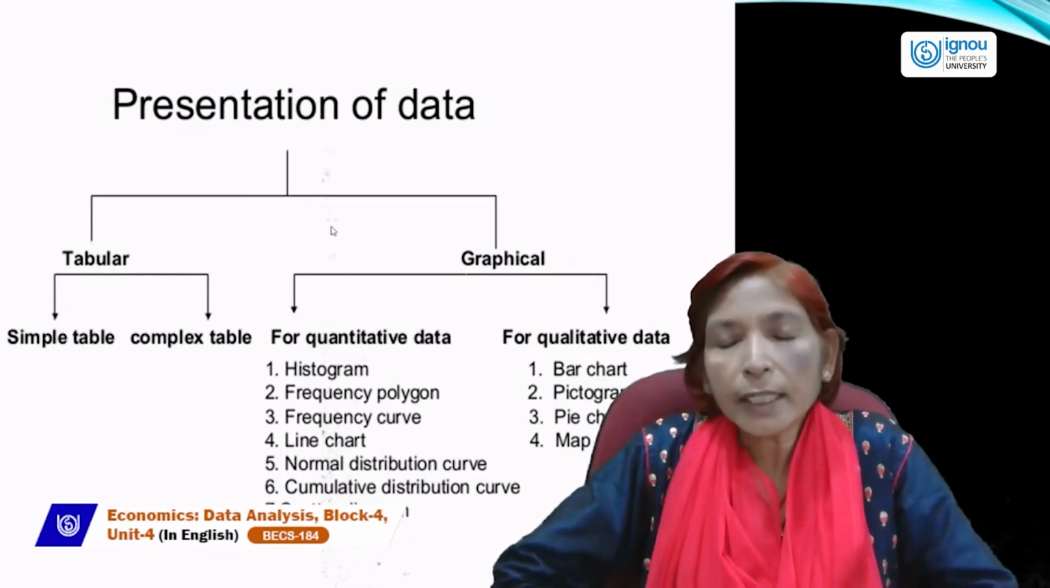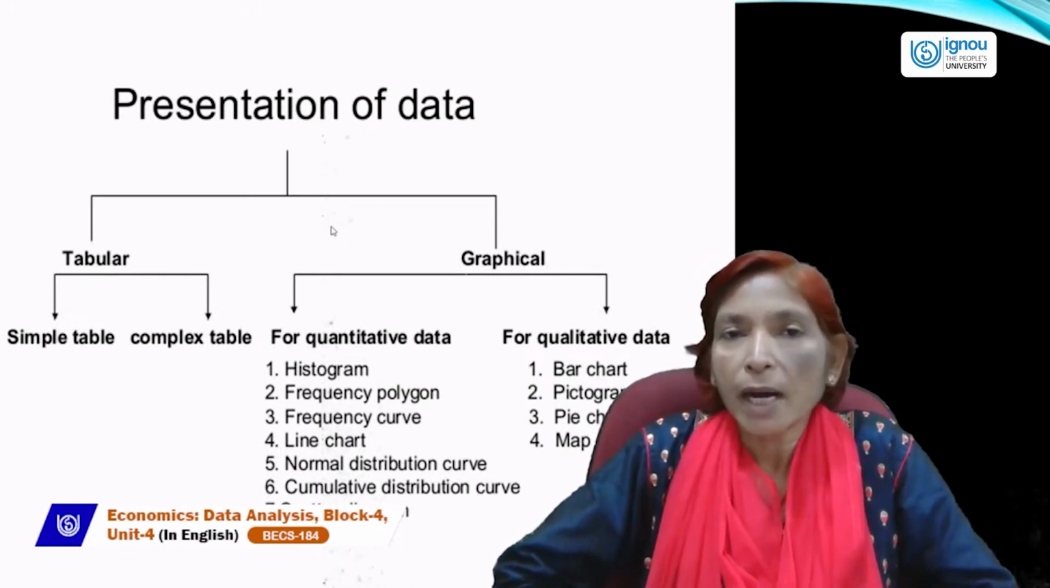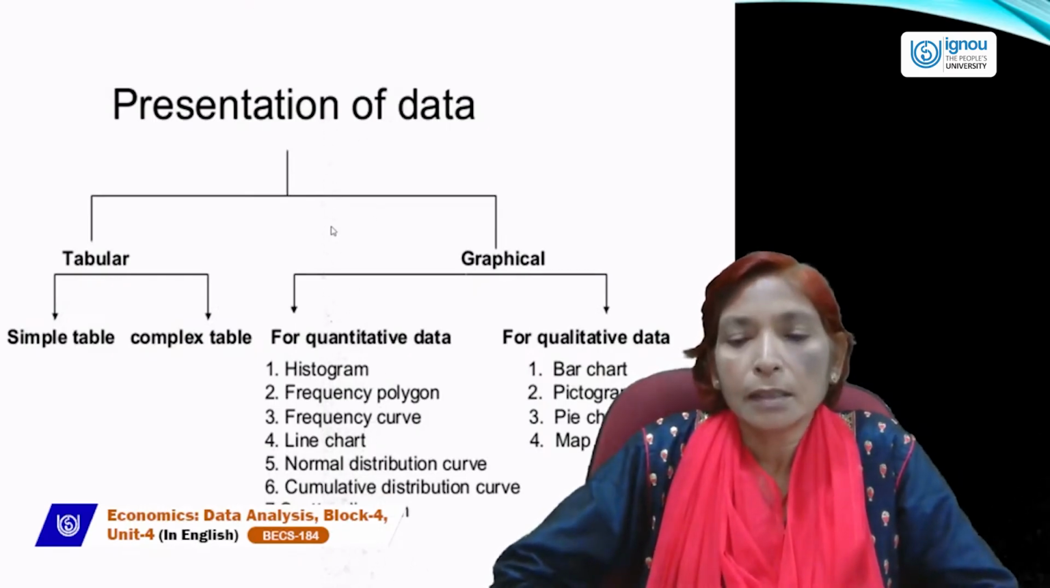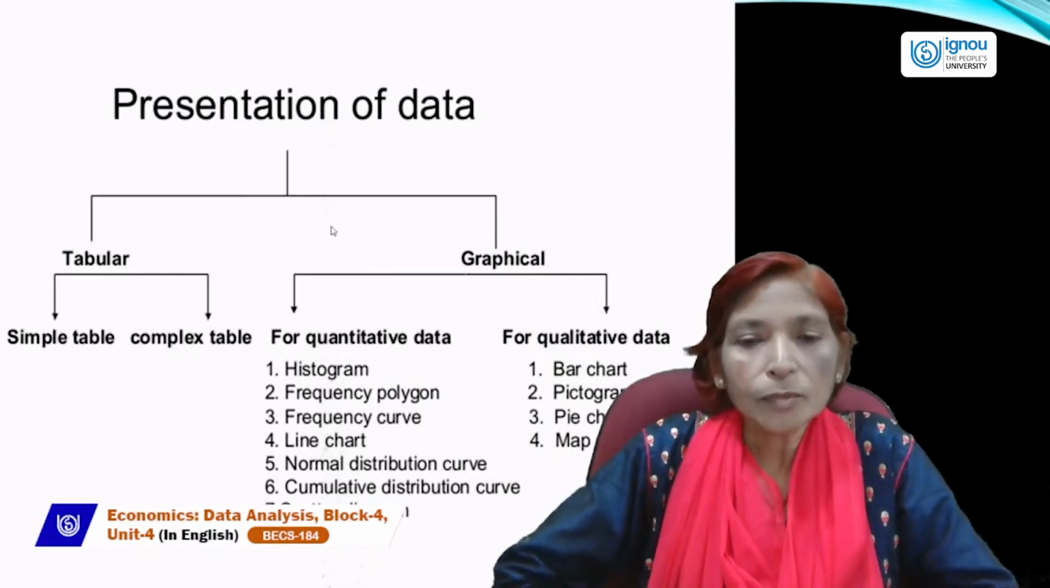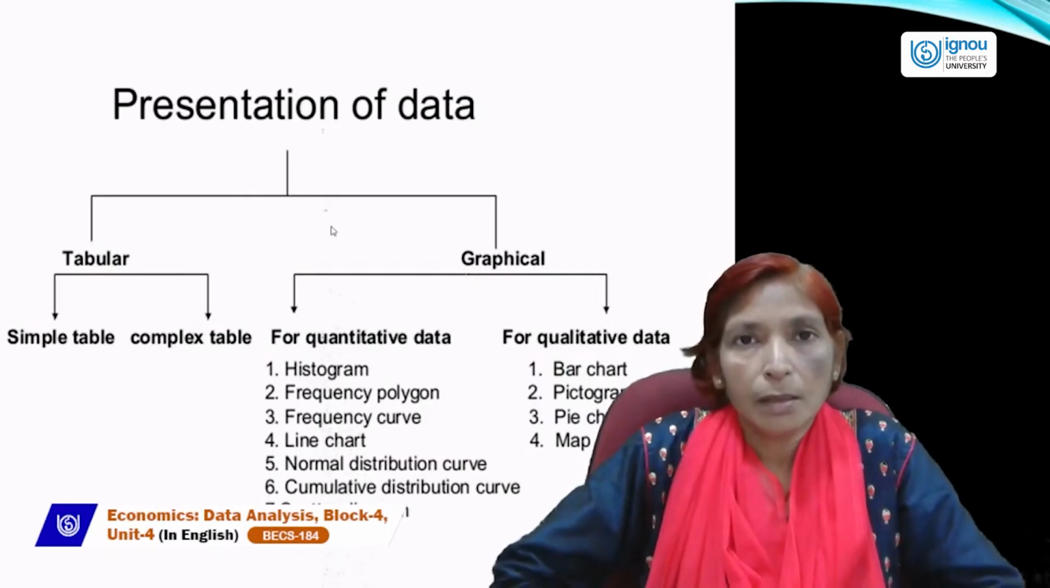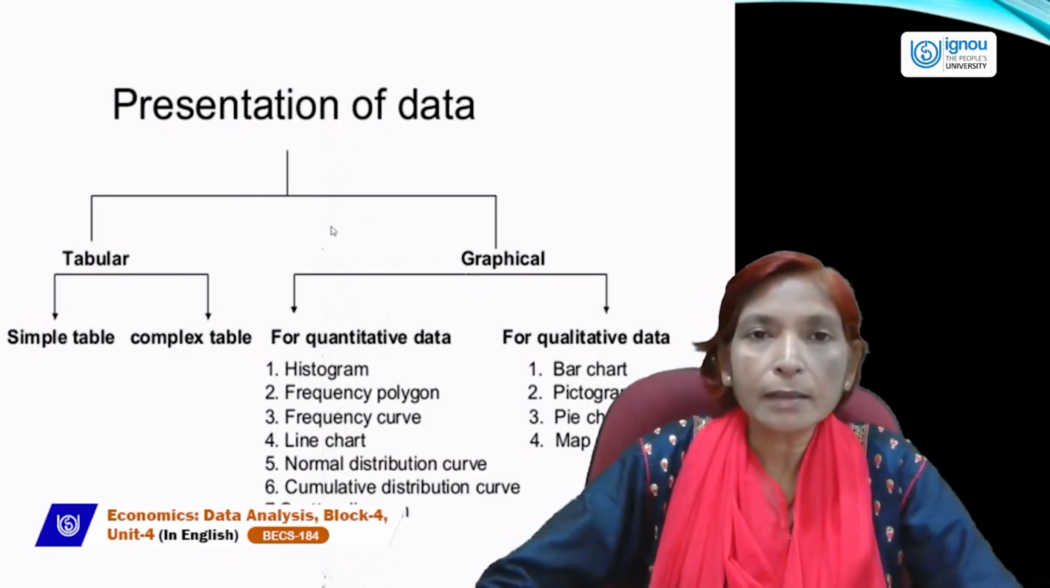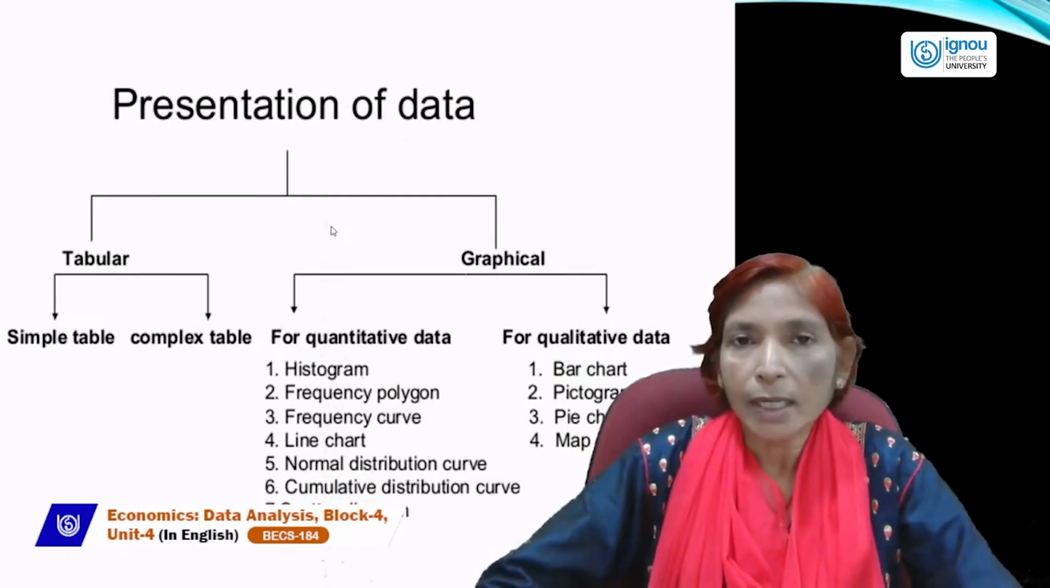And for qualitative data, we use bar chart, pictogram, meaning pictures, pie chart and map diagram. So there are four methods to present the qualitative data. One is bar chart, next is pictogram, third is pie chart, and fourth is map diagram.